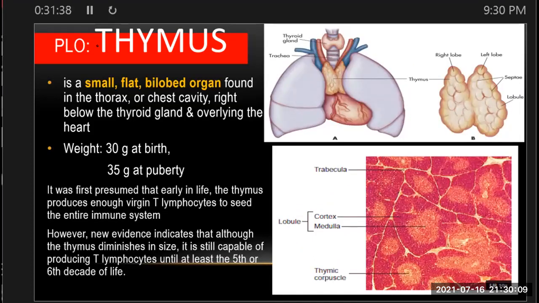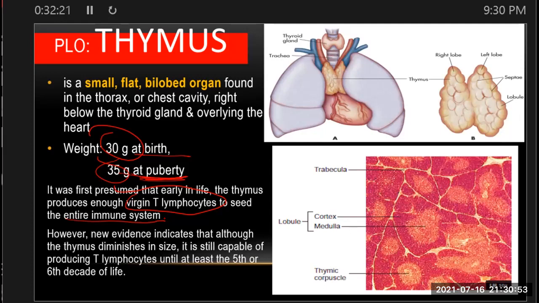Next, we have the thymus. The thymus is a small, flat, bilobed organ found in the thorax or chest cavity, or the mediastinum. At birth, it weighs approximately 30 grams, and it peaks at puberty. First, they thought that early in life, the thymus produces enough virgin, take note, virgin T lymphocytes to seed the entire immune system. However, there is new evidence suggesting that although the thymus diminishes in size, it is still capable of producing T lymphocytes until the 5th or 6th decade of life, and some books are saying 4th decade of life.